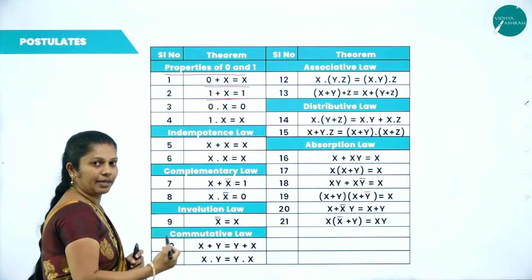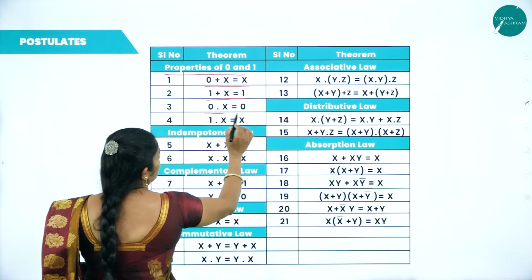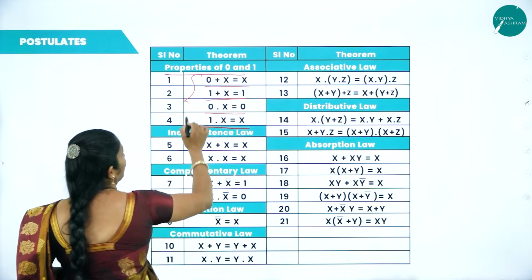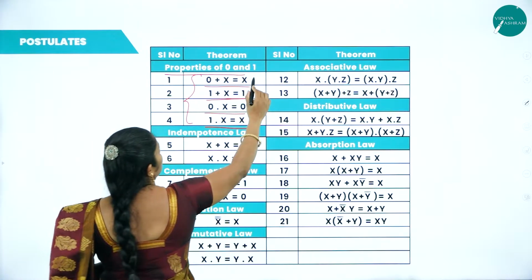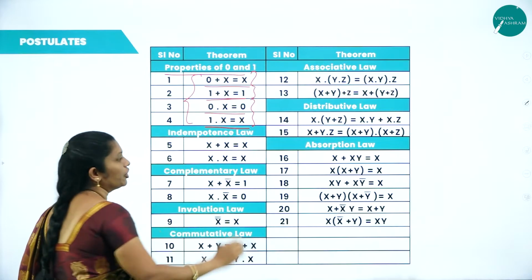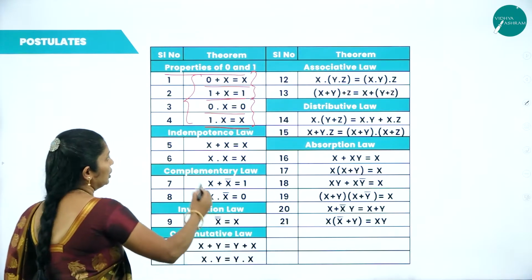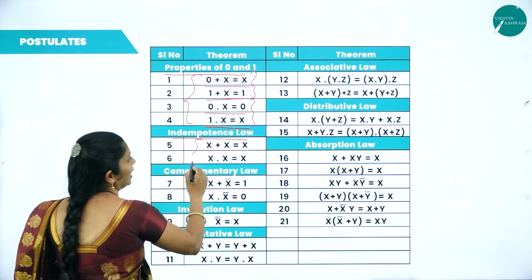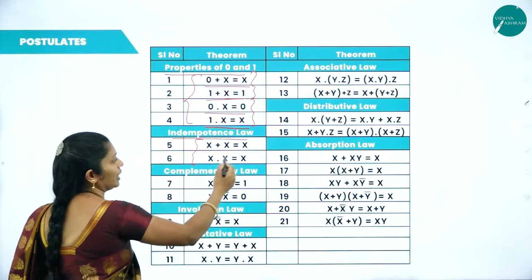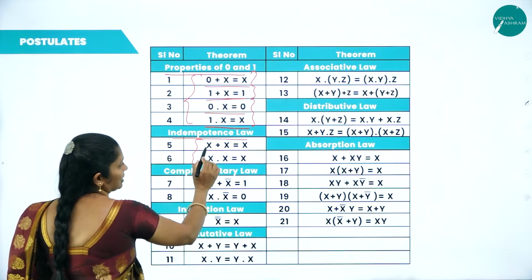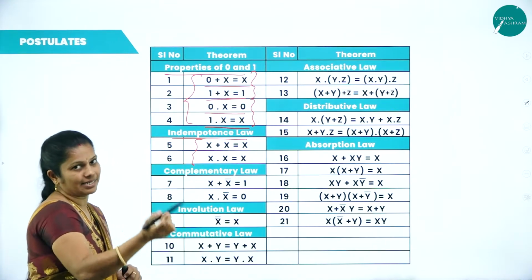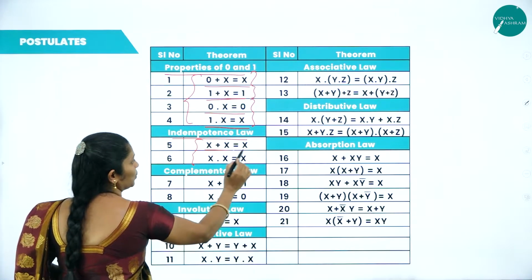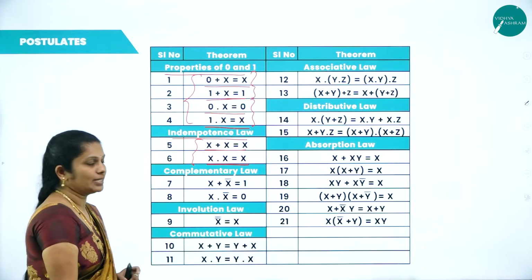In the same way, the multiplication operation is also there. That is 0 into x equals 0, as well as 1 into x equals x. These are a few properties under 0 and 1, and these two are properties of addition and these two are properties of multiplication. When we come to the idempotence law, under that we have another two laws, that is x plus x equals x. In the same way, x into x equals x. If the variables are the same on both sides, then we can write it a single time, whether the operator is plus or dot. That is x plus x equals x. In the same way, x into x equals x.